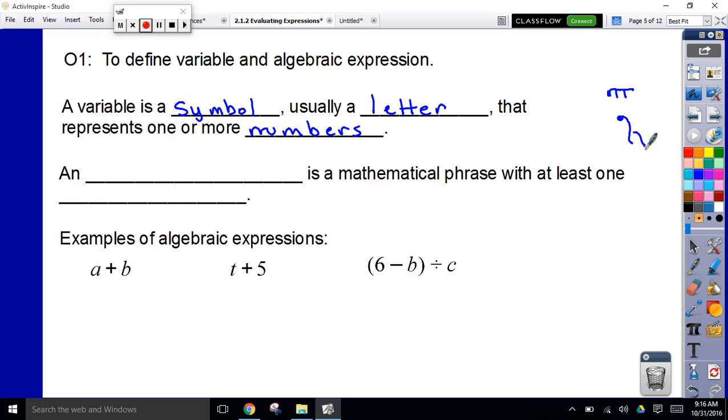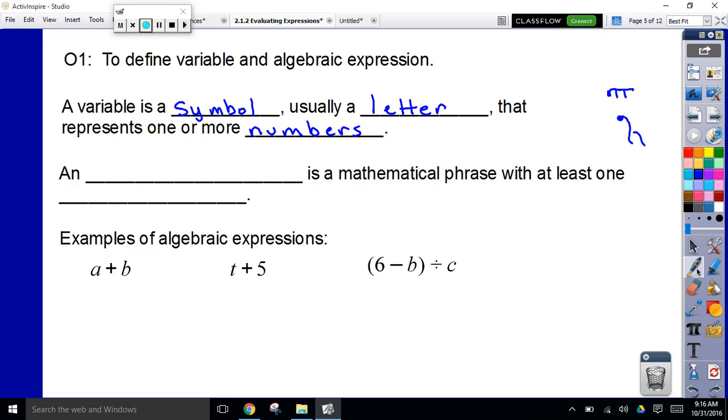So we want to define this correctly. It's a symbol, usually a letter. It represents one or more numbers. Question? Is the third line numbers, because you kind of connected your... Yeah, it's an N. Sometimes my pen has a mind of its own. There we go. Okay, next one.